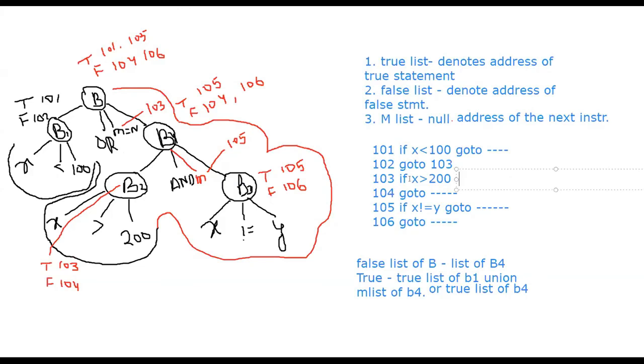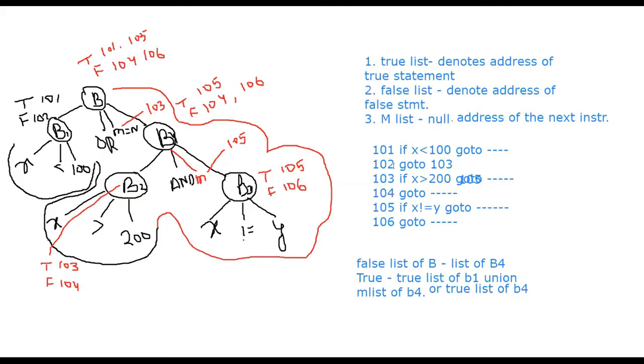Here, if this statement is true, where will you jump? At 105? Where will you jump? At 105. And if this statement is true, then we have no idea where to jump. And if this statement is false, we have no idea where to jump. And similarly with this statement, where do we have to jump.